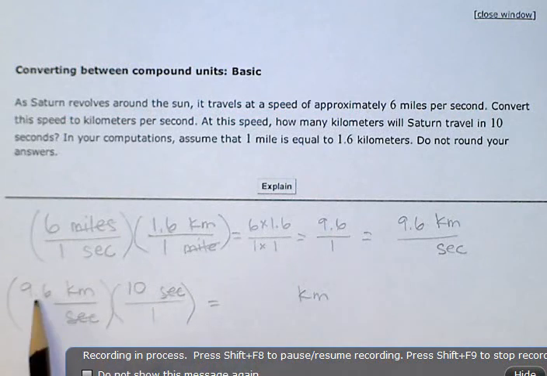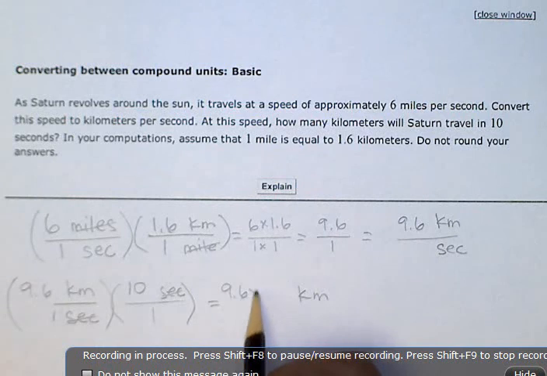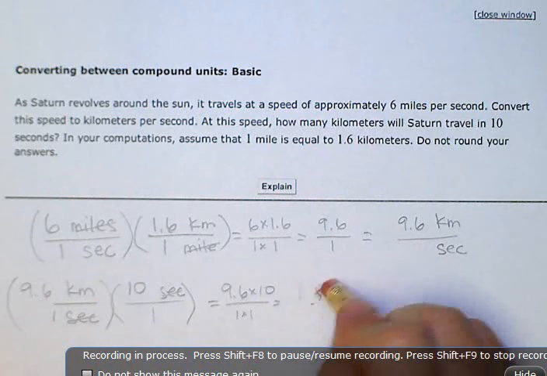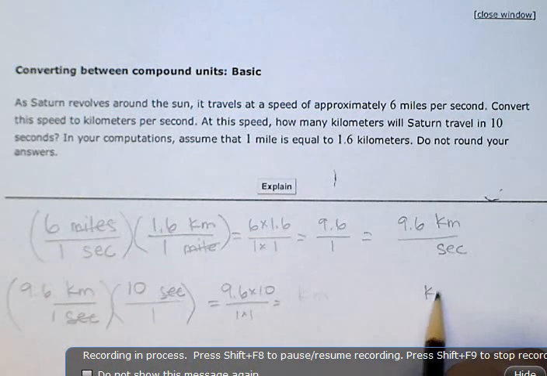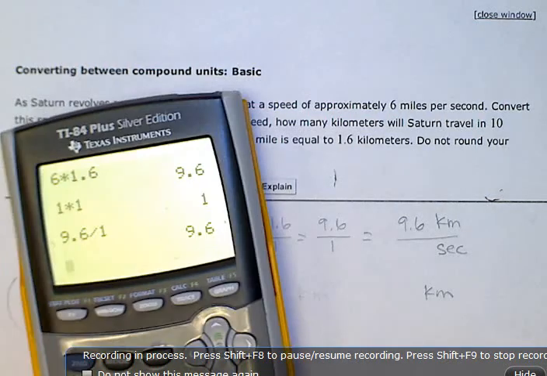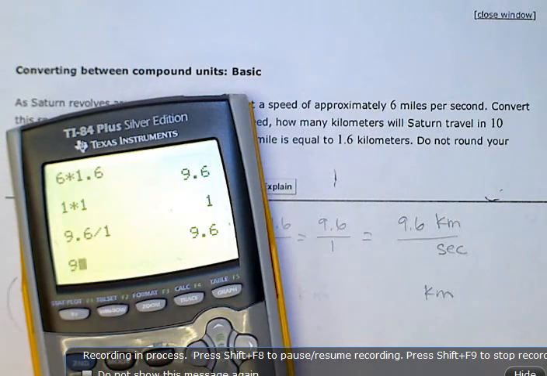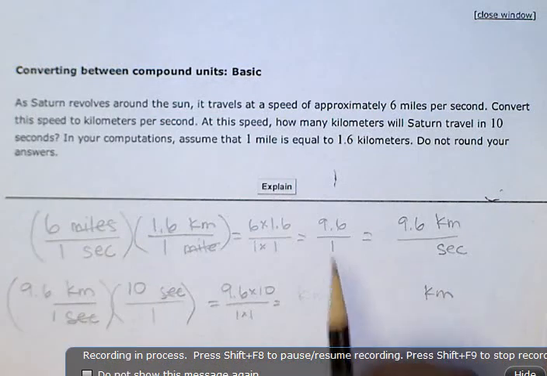Then we can see it's going to be 9.6 times 10. And the bottom still has a 1 times 1. We're going to use our calculator. See how we have 9.6? 9.6 times 10 gives us 96. Our answer is 96 kilometers. Remember, 1 times 1 gives us 1 on the bottom, so we don't need to do that part. Alright.